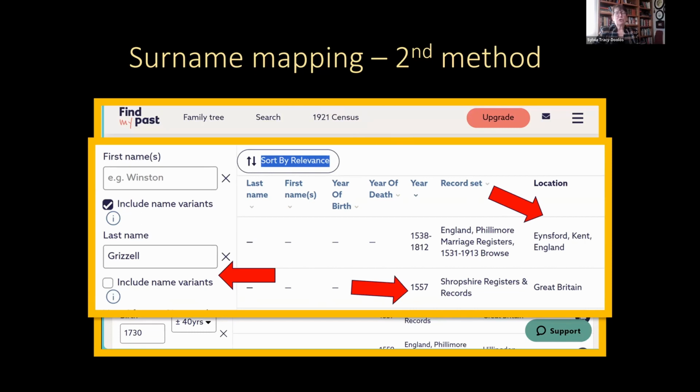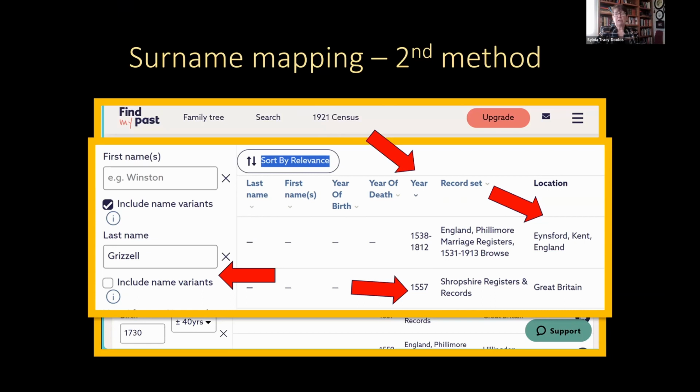Because this is a Shropshire register, even though the location just says Great Britain, I'm going to put Shropshire, which is another one of those counties within England, on my spreadsheet. I also, in Find My Past, you can sort by these various categories. Any place you see the little down caret, you can sort by. So I sorted it by year just because I thought that might be a little bit more helpful. You can sort it however you want if you want to sort it at all.